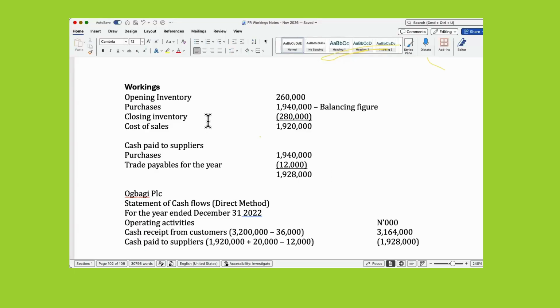For the cost of sales, there are two ways, right? Normally, this is how you determine cost of sales. Opening inventory plus purchases minus closing inventory gives me my cost of sales. So I have my opening inventory, which is the inventory of 2021. I don't have my purchases, but I have my closing inventory. And I have my cost of sales.